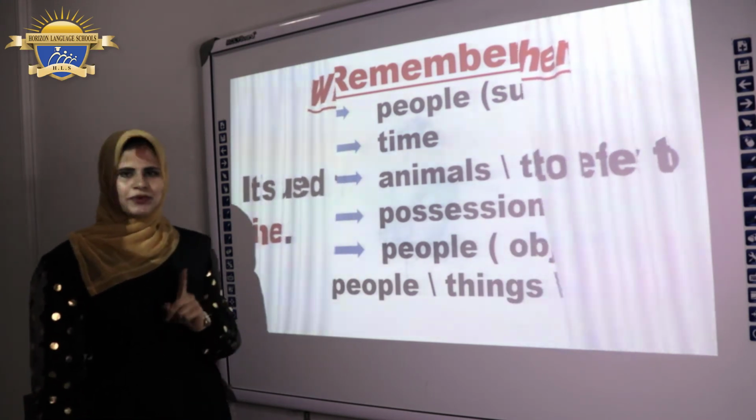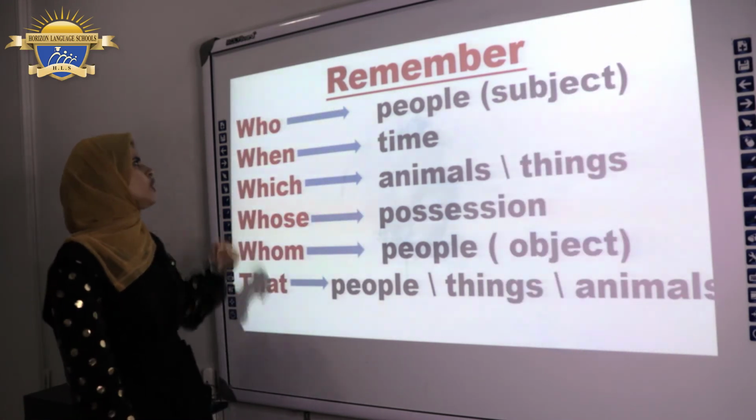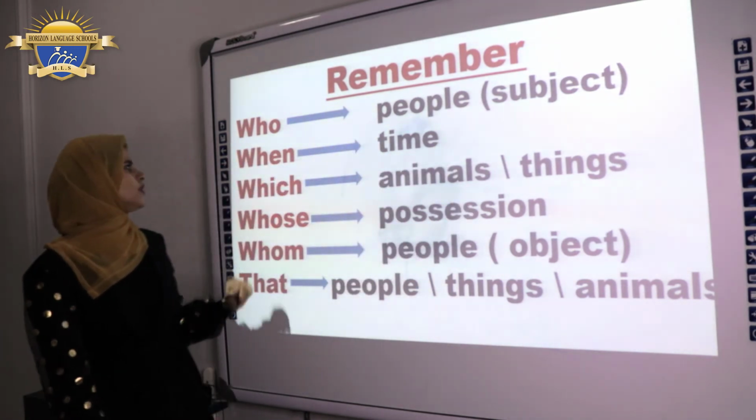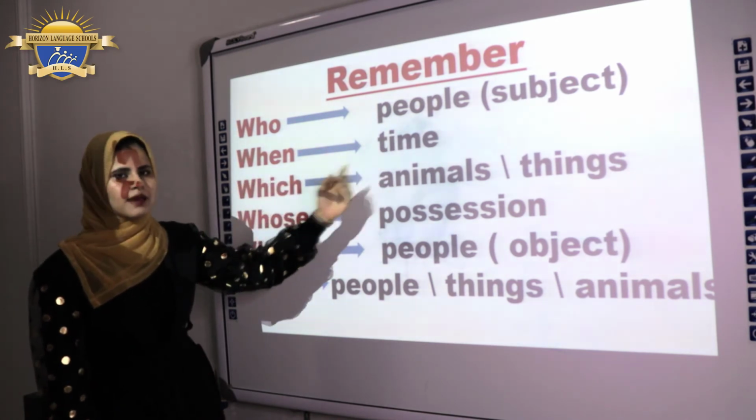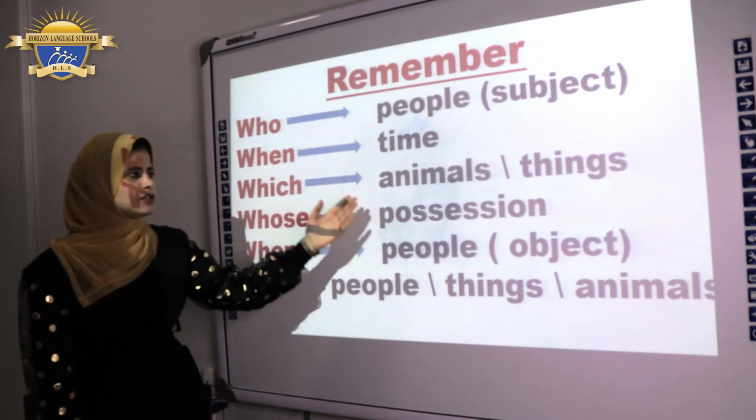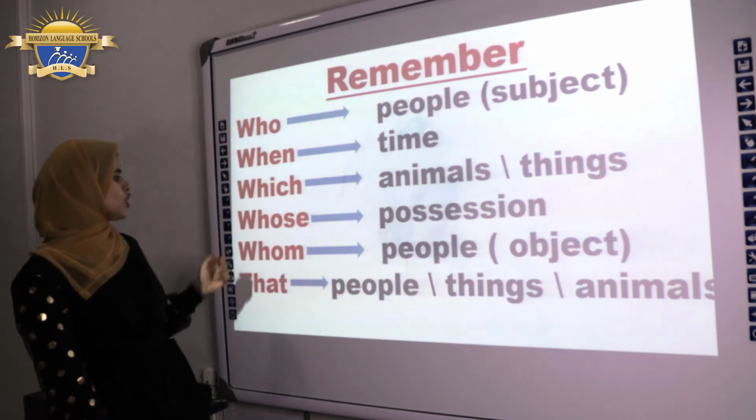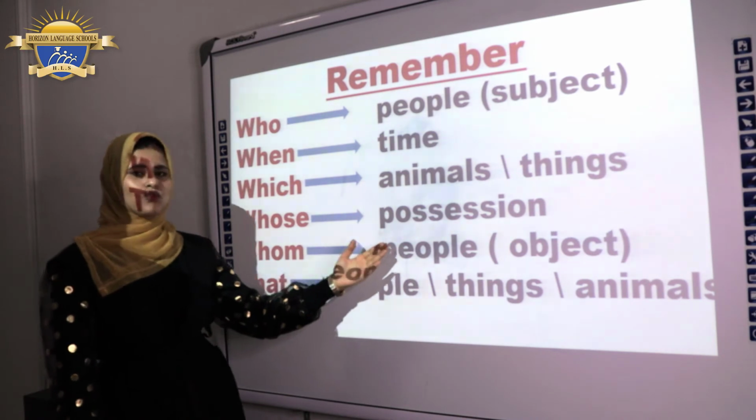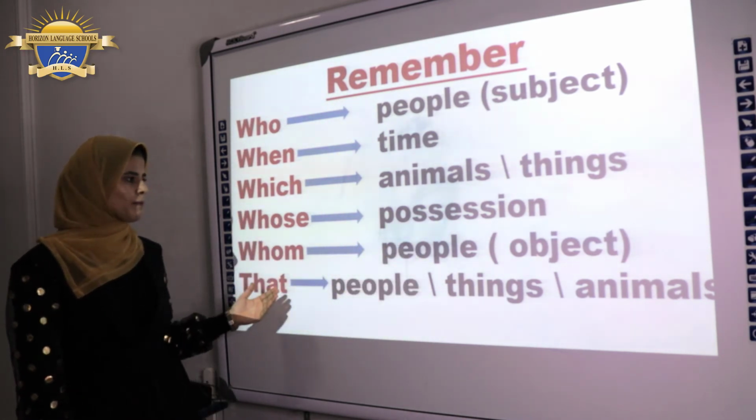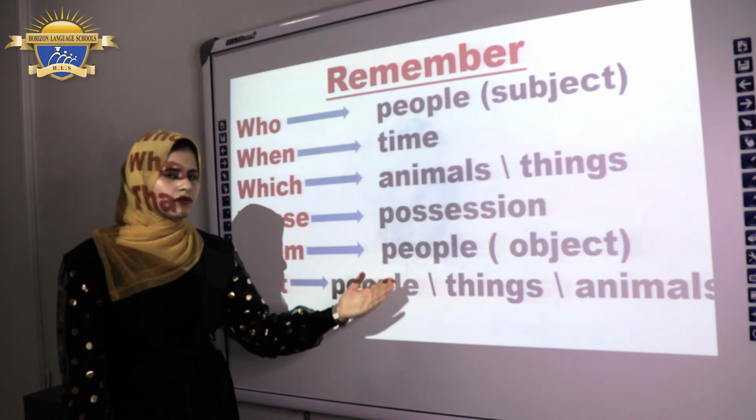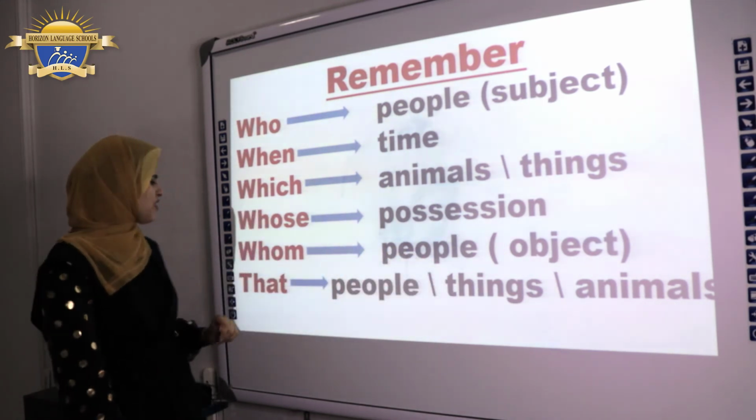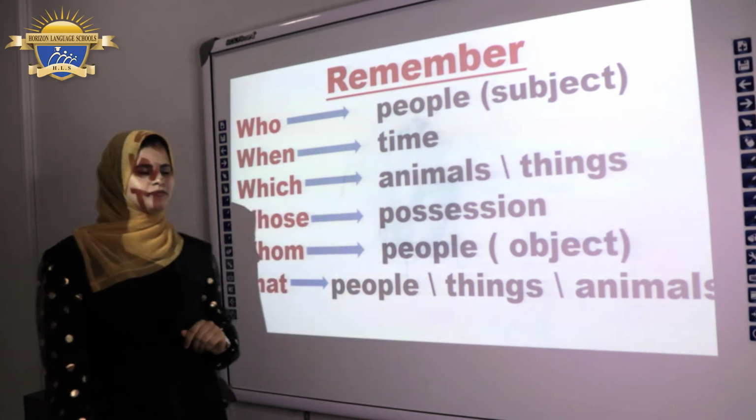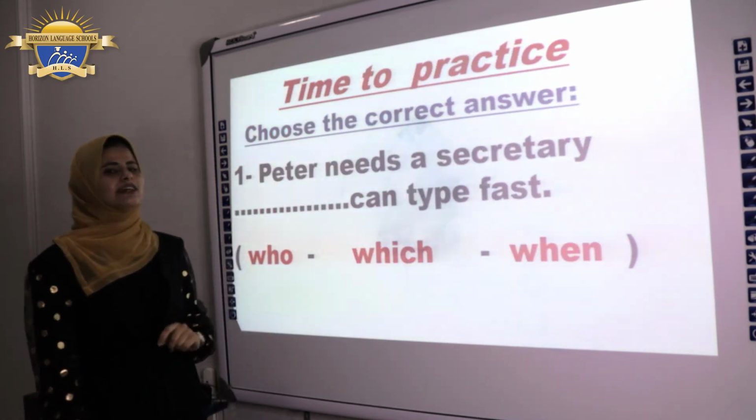Okay, now remember. Who refers to people, the subject. When refers to time. Which refers to animals or things. Whose refers to possessions. Is used for possession. Whom refers to people, object. That refers to people or things or animals. Okay? Now it's time to practice.